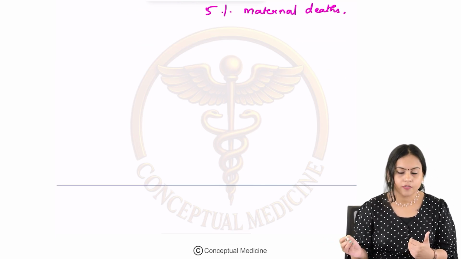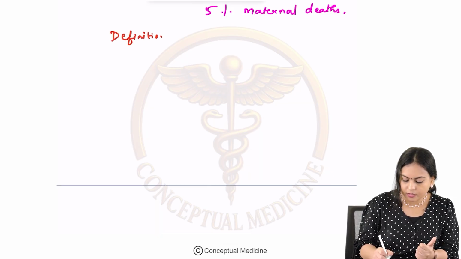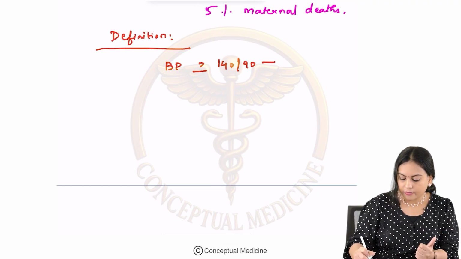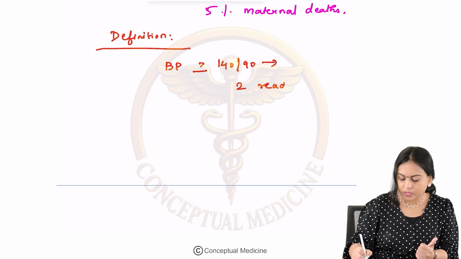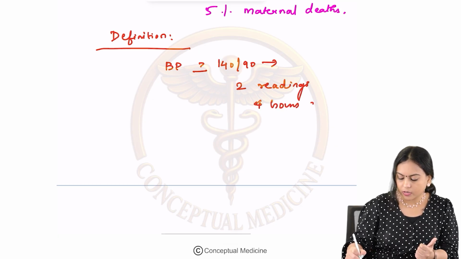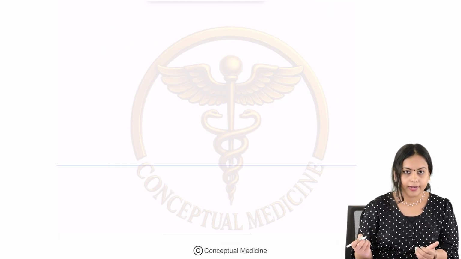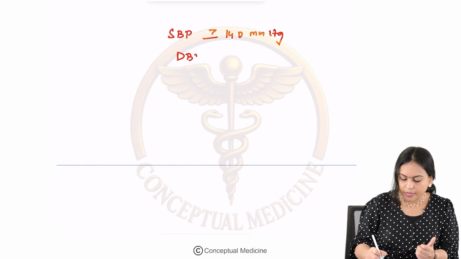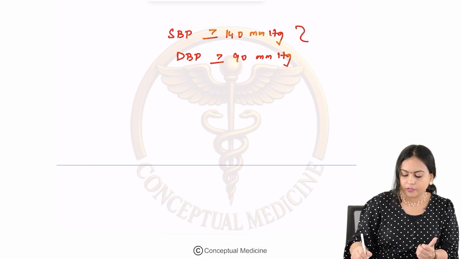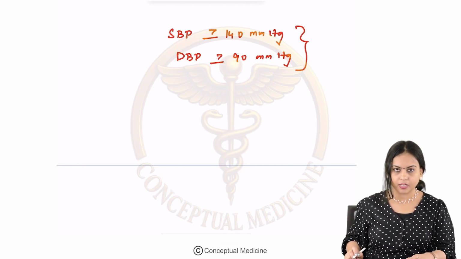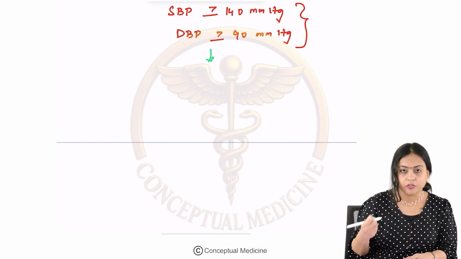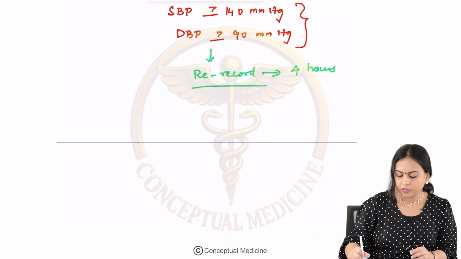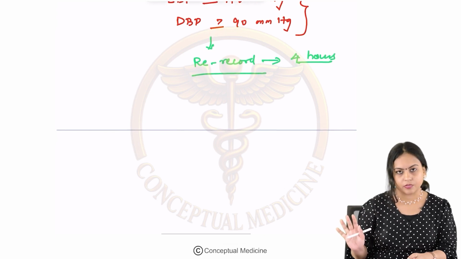So, we'll see the definition of hypertensive disorders first. The definition is when you record a BP more than or equal to 140/90, then you have to do 2 readings, 4 hours apart. Hypertensive disorders in pregnancy are diagnosed when you record a systolic BP more than or equal to 140 mm mercury or diastolic BP more than or equal to 90 mm mercury, or if you see a rise in both systolic as well as diastolic BP. This reading should be repeated; you have to re-record this BP at a gap of 4 hours. If both the values are elevated, then you have to suspect hypertensive disorders in pregnancy.